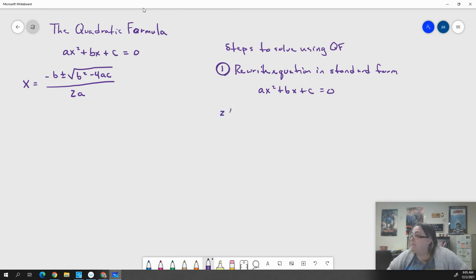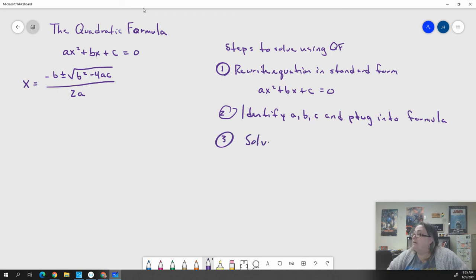Number 2, identify what a, b, and c are and plug into the formula. Three, solve and simplify.